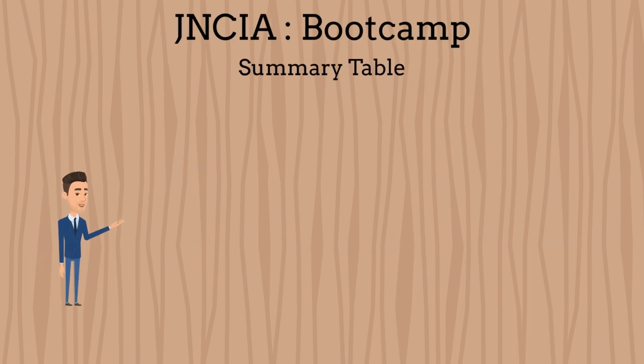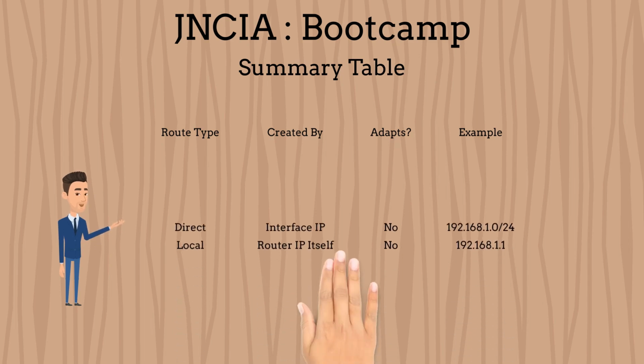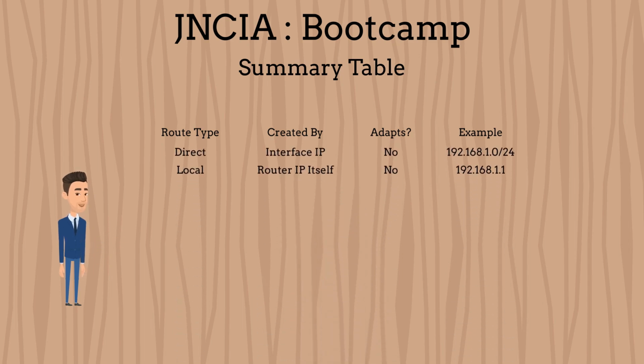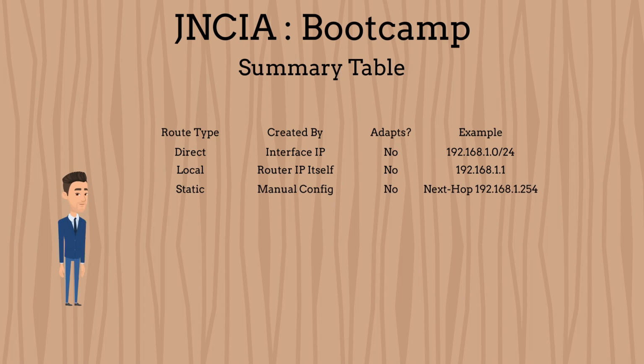Let's recap the route types with a comparison table. So here we see our headers, which are route type, created by, adapts, and an example. Direct and local routes are automatic and based on interface IPs. Static routes are manual. Dynamic routes are learned from protocols and adjust to changes in real time.